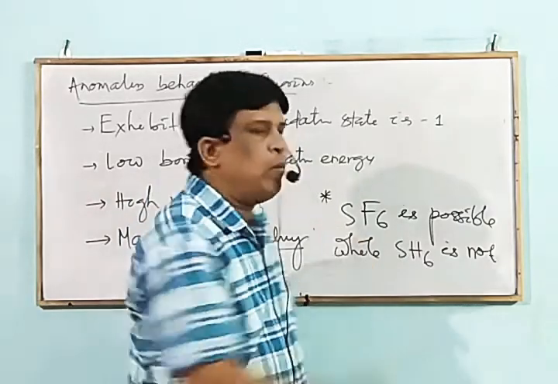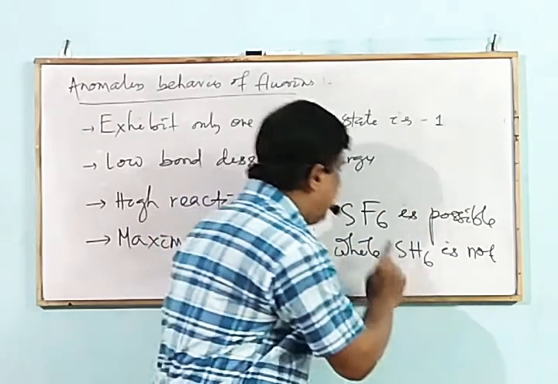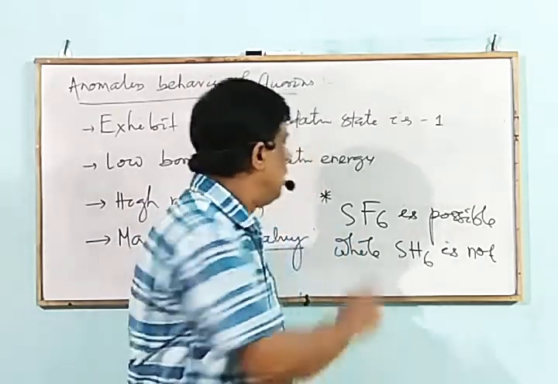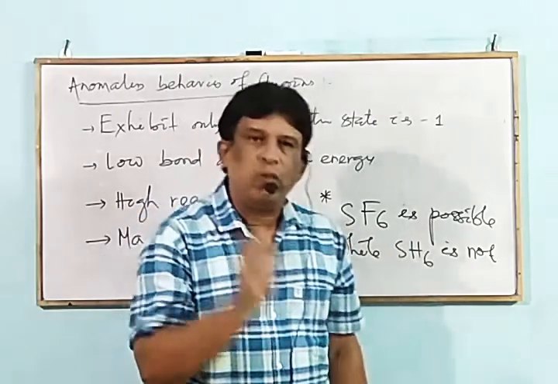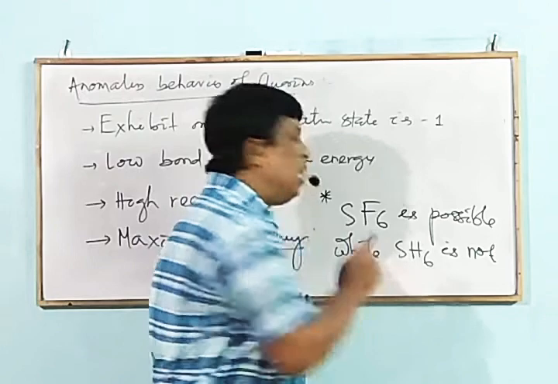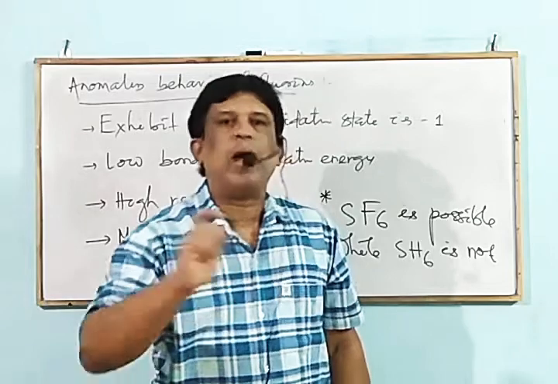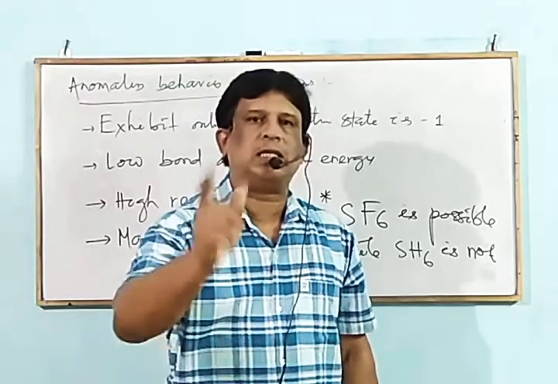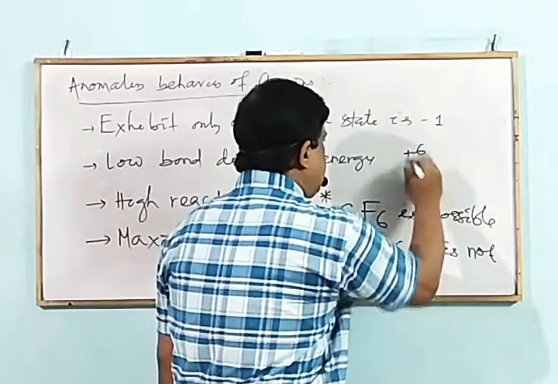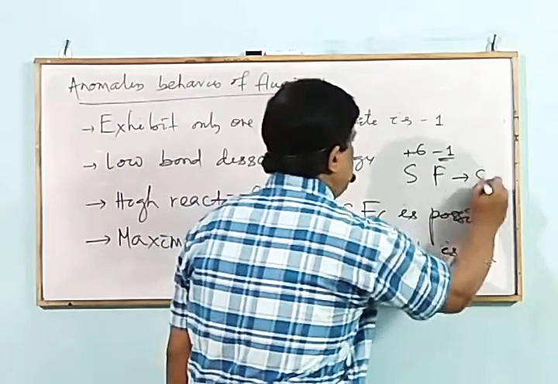Mark that. It is a 2-mark question. What is the type of question? SF6 is possible while SH6 is not, explain. Answer. In case of fluorine, due to small atomic size and highest electronegativity, fluorine is able to excite the electrons of sulfur, making the unpaired electrons up to a maximum of 6. So here sulfur exhibits 6, and we know fluorine has only one oxidation state, that is -1, resulting in the formation of SF6.